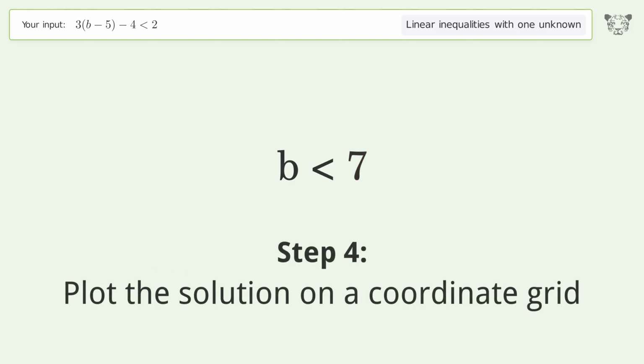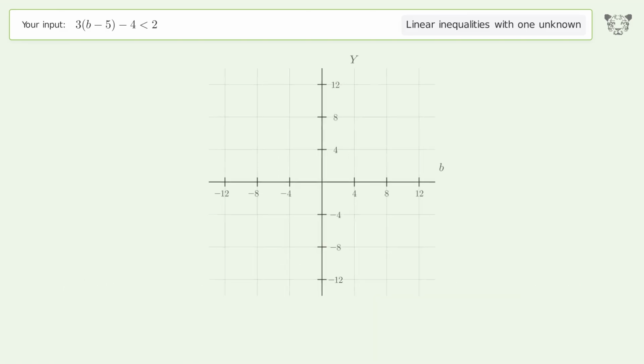Plot the solution on a coordinate grid. And so the final result is b smaller than 7.